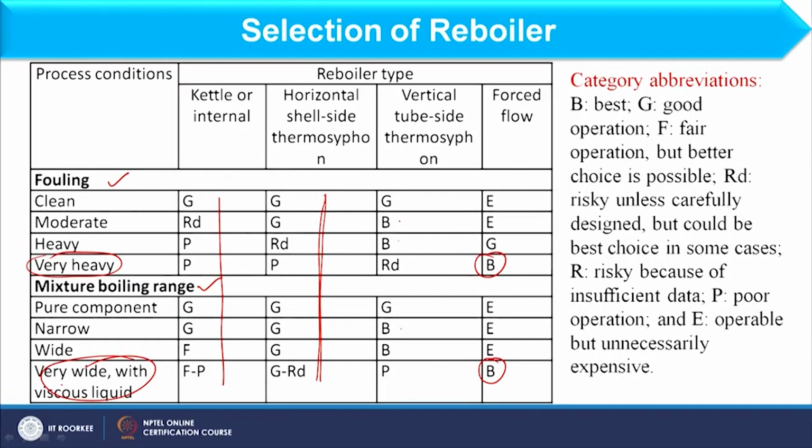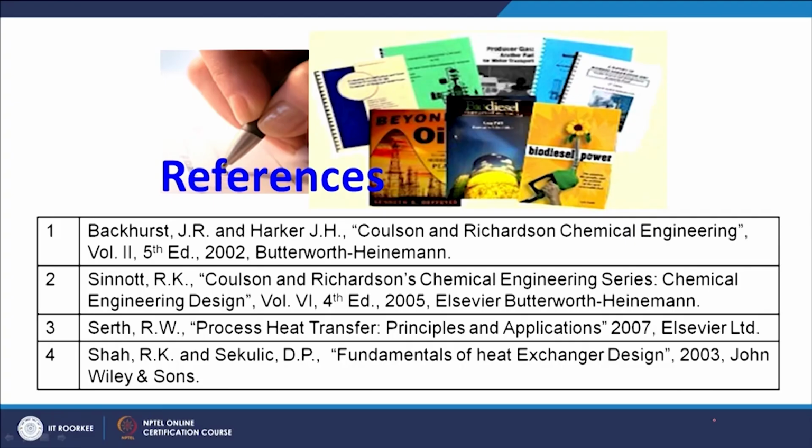However, if you compare these B, you will find that the vertical tube side thermosiphon reboiler is most versatile and its utility is maximum as far as industrial operations are concerned. So, in this way you can choose the desired reboiler depending upon the conditions, and here I have some references which you can go through.